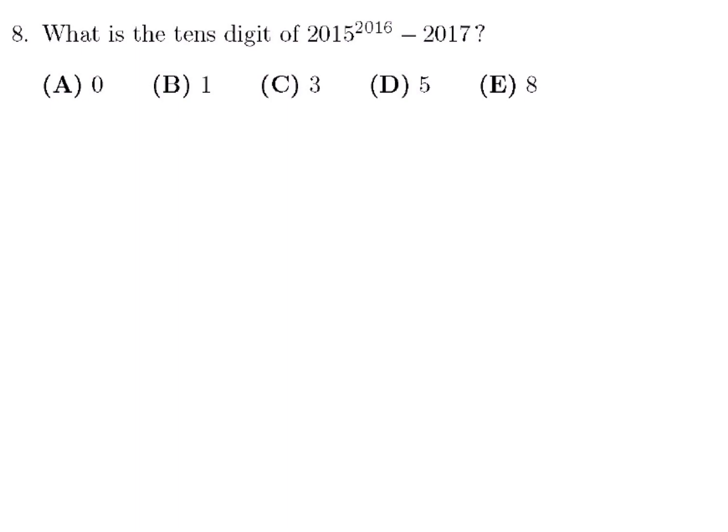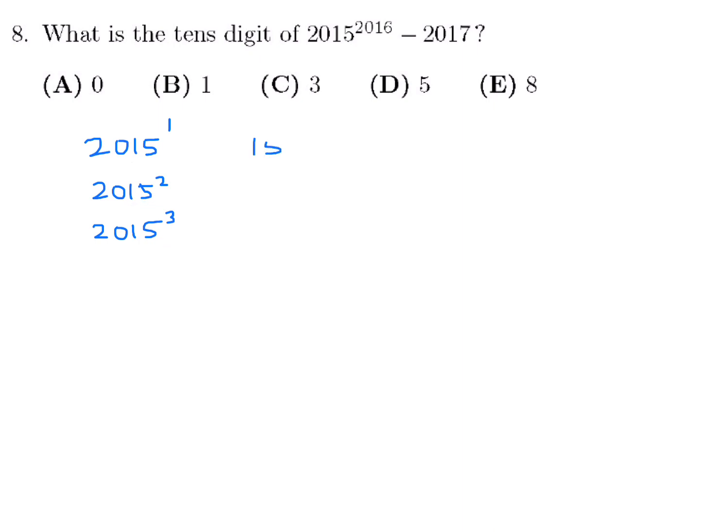What is the tens digit of 2015 to the power of 2016 minus 2017? Okay, so obviously you're not going to calculate that. Impossible. So we have to look for some sort of a pattern. You can look at powers of 2015, but because they're only interested in the tens digit, I really only have to be concerned about the tens digits of those.